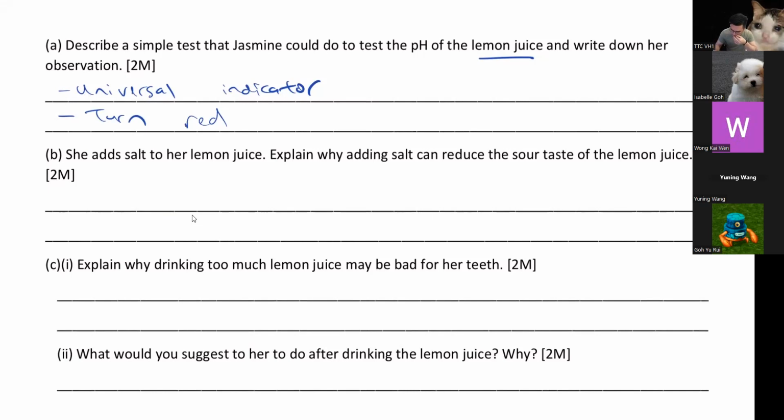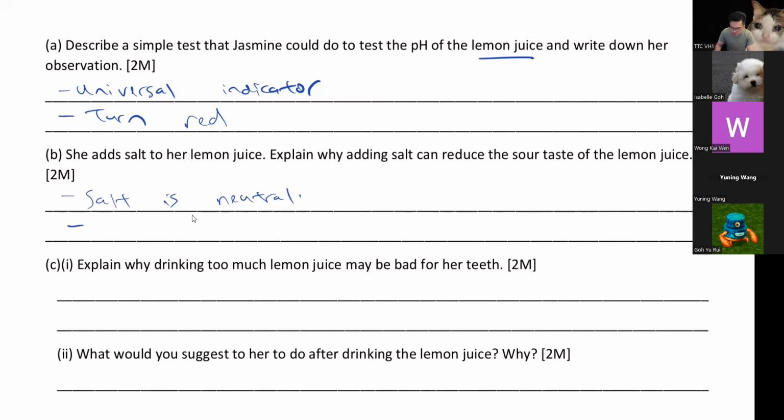Next, B. She adds salt to her lemon juice. Explain why adding salt can reduce the sour taste of the lemon juice. Oh, very good question here. Why can adding salt reduce it? Because salt is neutral. Salt is not alkaline. Salt is neutral unless you add an alkaline salt, right?